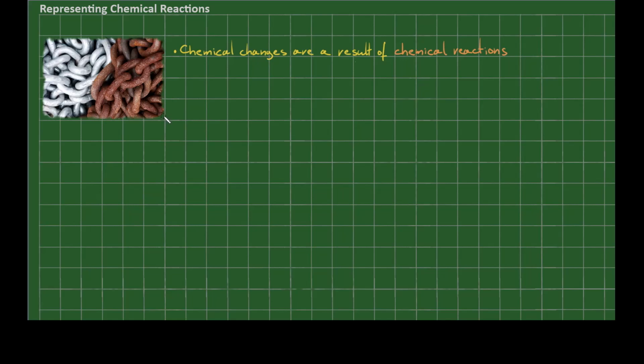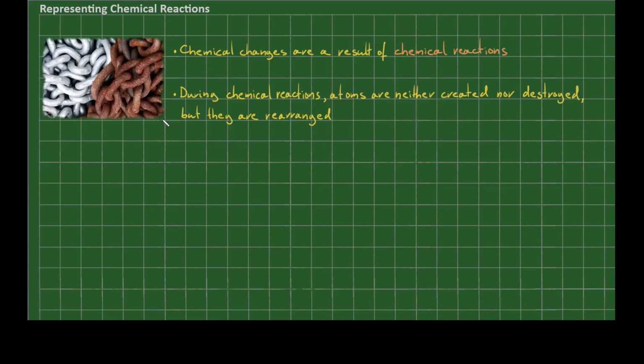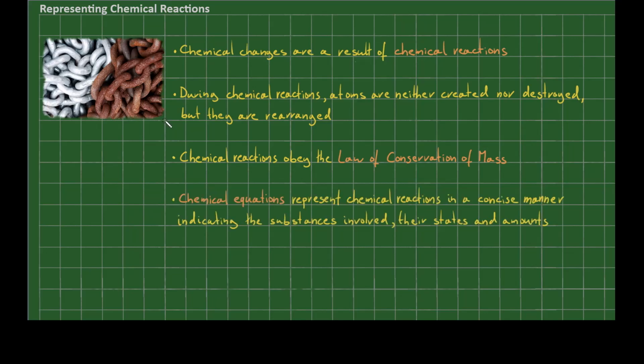Another way to say that, and this is very important, is that during a chemical reaction, atoms are neither created nor destroyed, but they are rearranged. This is known as the law of conservation of mass. A lot of chemistry depends on this law. But how do we represent chemical reactions? We use chemical equations which indicate the substances involved, their states, and their amounts.